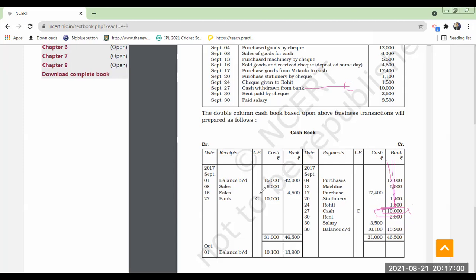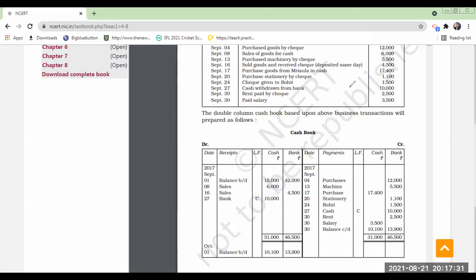So 10,000 your cash balance will increase, no? From the bank it came. This is also a contra entry. That is what C means. In the cash column you are writing, here you will write bank. In the bank column you are writing, here you will write cash. Did you understand? Yes, sir. Understood. Shall I repeat otherwise? No, sir. You understood, no? Very good.